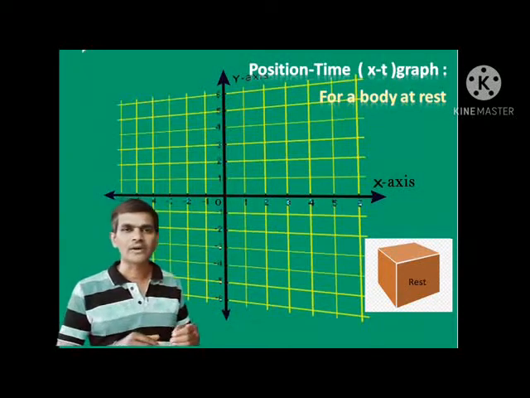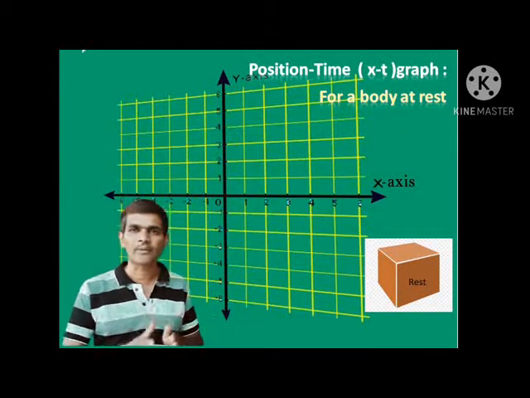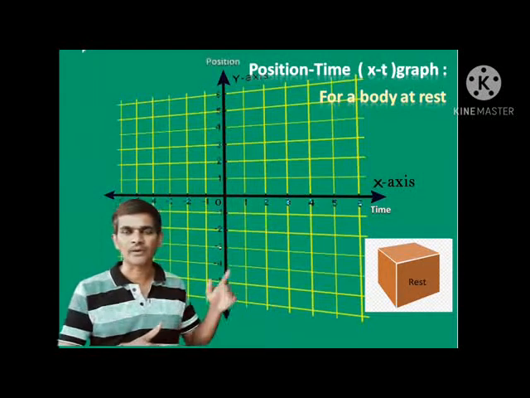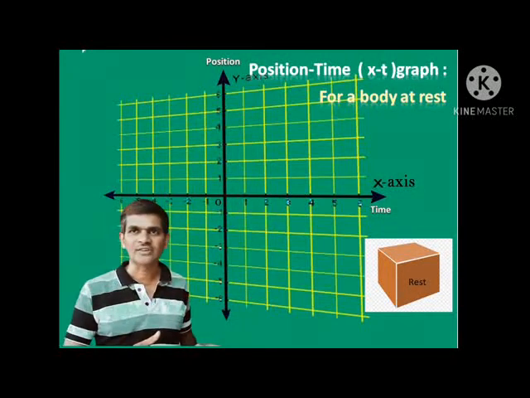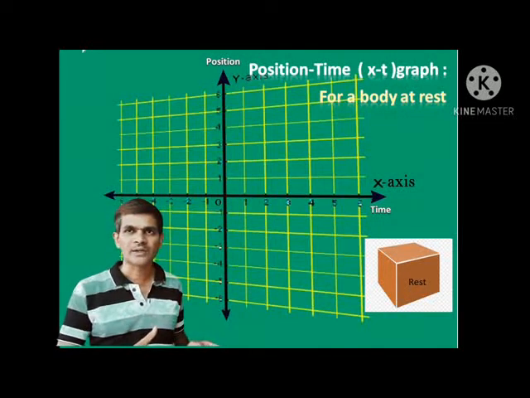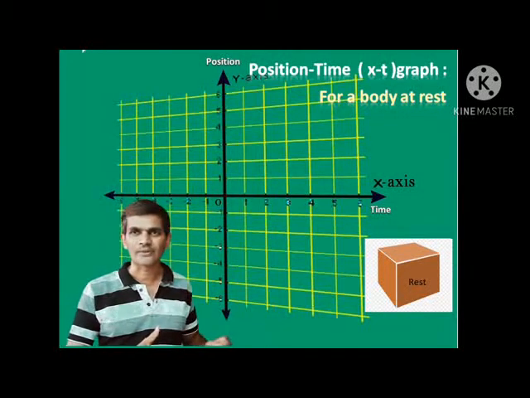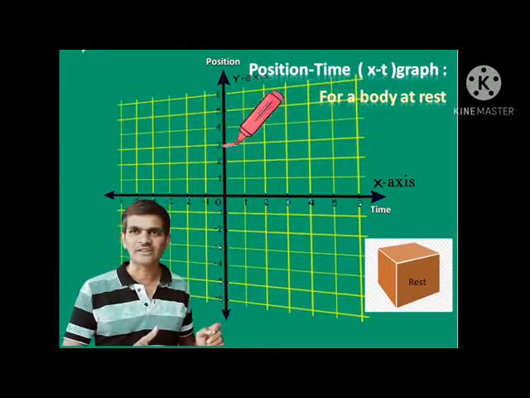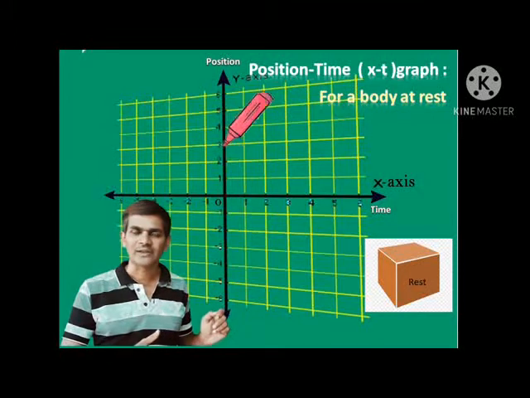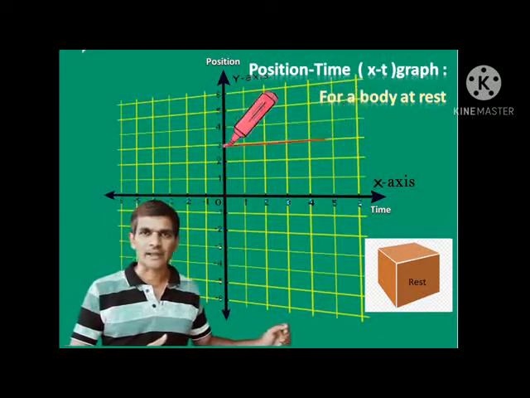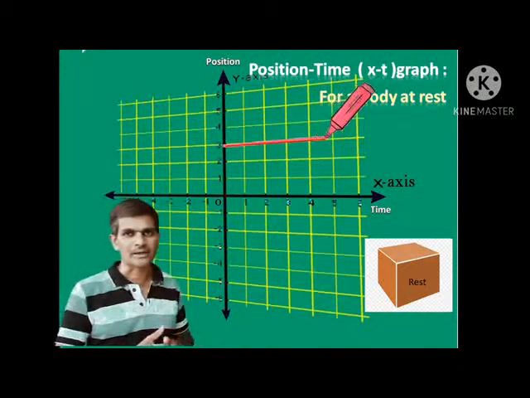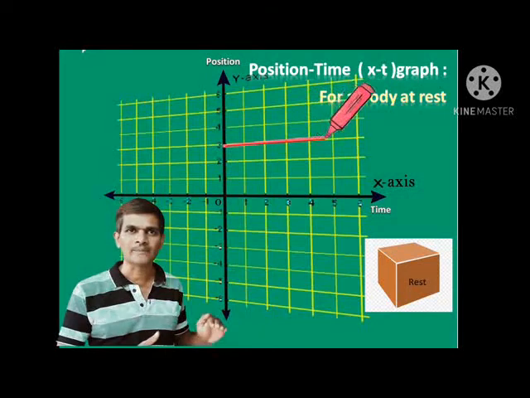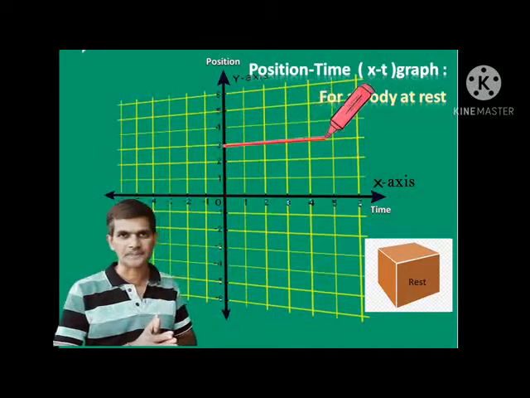For example, one body is at rest. If a body remains in a state of rest, how is the position time graph? If you plot a graph with positions along the y-axis and time along the x-axis, the body remains in the same position with respect to time. Because of that, we get a straight line parallel to the time axis. This is the position time graph for a body at rest.